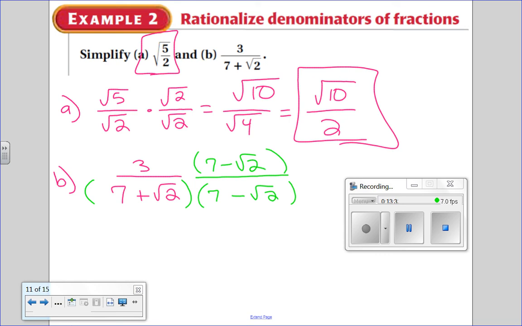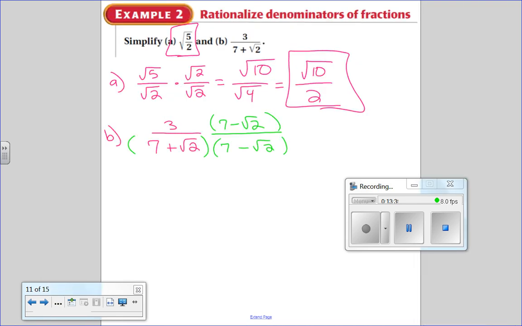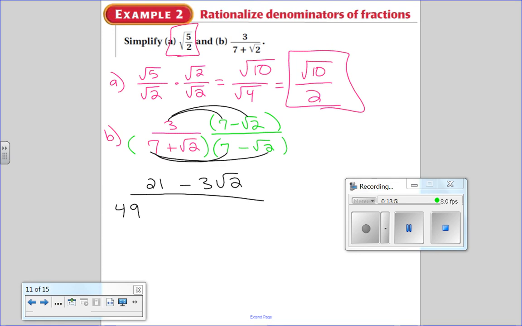This is gonna get crazy. We have to distribute on the top, we have to FOIL on the bottom. There's a kind of a trick to foiling conjugates though, it's pretty neat. So distributing, we'll have 21 minus 3 radical 2. On the bottom, we're gonna do a full out FOIL. 7 times 7, 49. 7 times negative radical 2 is negative 7 radical 2. I always put the number first and the radical second. Then our inside would be a positive 7 radical 2. And then our last matchup would be a negative radical 4.